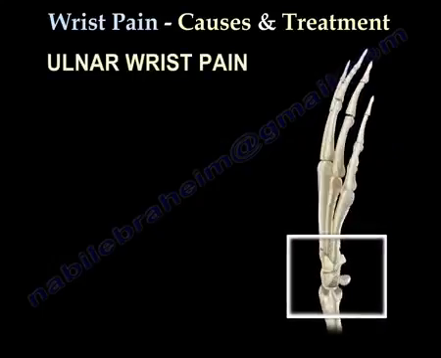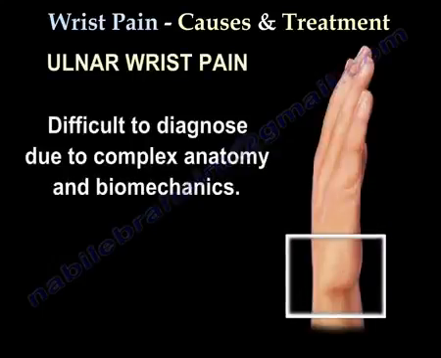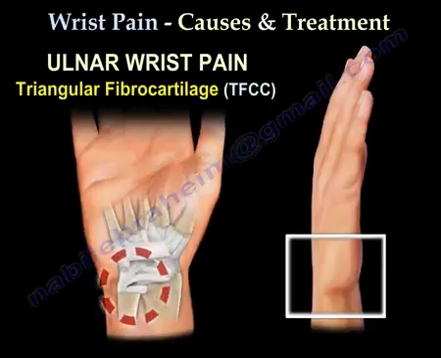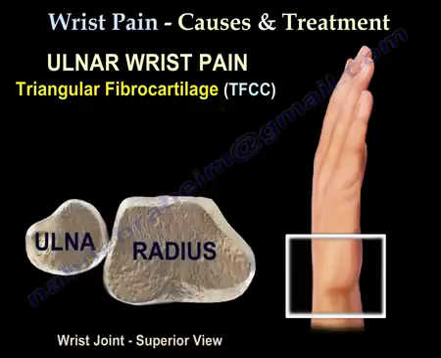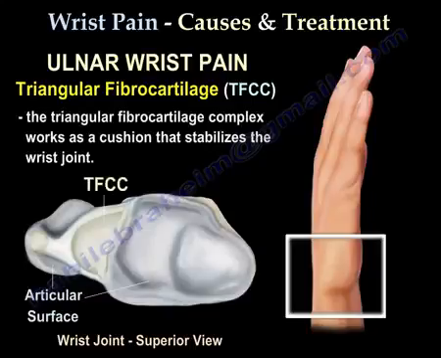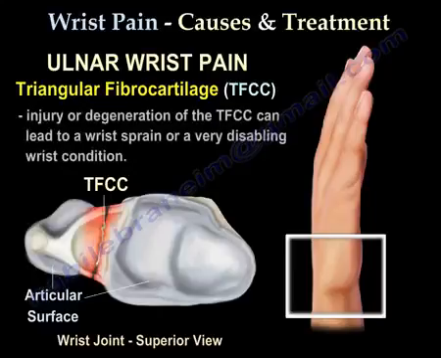Ulnar wrist pain is very difficult to diagnose due to complex anatomy and biomechanics. Triangular fibrocartilage, TFCC. The triangular fibrocartilage complex works as a cushion that stabilizes the wrist joint on the ulnar side. Injury or degeneration of the TFCC can lead to wrist sprain or a very disabling wrist condition.